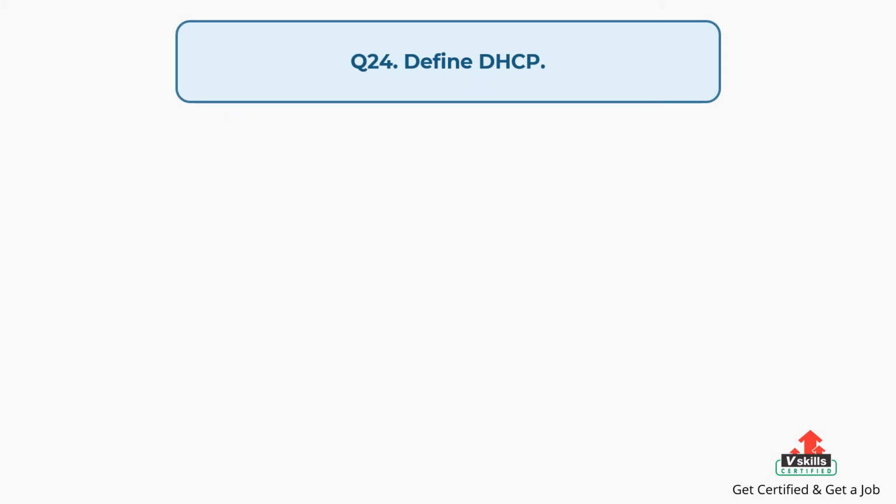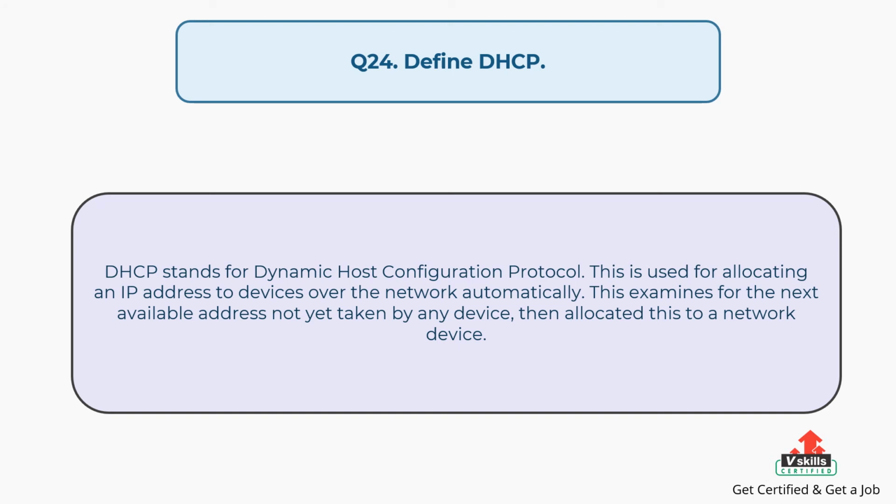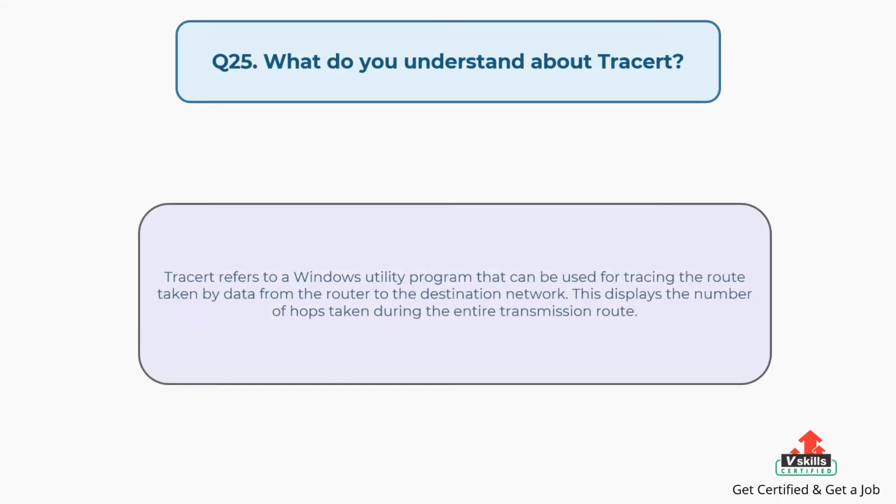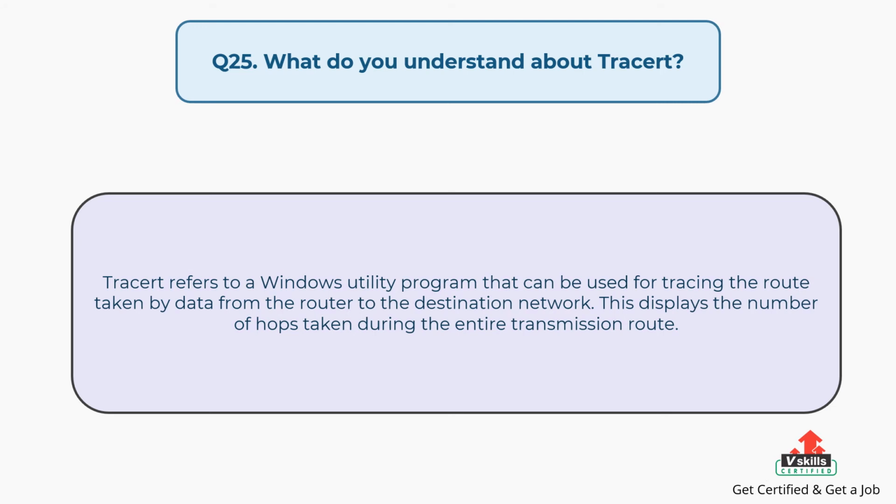Question number 24. Define DHCP. The answer is: DHCP stands for Dynamic Host Configuration Protocol. This is used for allocating an IP address to devices over the network automatically. This looks for the next available address not yet taken by any device, then allocates this to a network device. Question number 25. What do you understand about Tracert? The answer is: Tracert refers to a Windows utility program that can be used for tracing the route taken by data from the router to the destination network. This displays the number of hops taken during the entire transmission route.